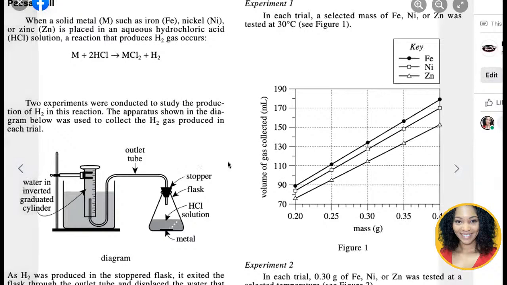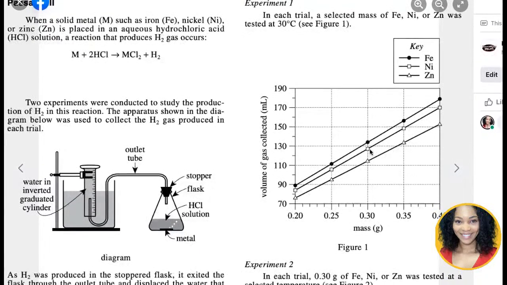Let's go back. Experiment 1. Doing a quick scan, I see mass, I see volume. I don't see anything about temperature in this chart. Let me look up in experiment 1. In each trial, a selected mass of Fe, which I think is iron, but like I said, I'm not going to quote these elements because I don't remember. Fe, Ni, Zn was tested at 30 degrees Celsius. There's your temperature. There's only one listed, no other temperatures in the figure. So experiment 1 has 1 temperature.